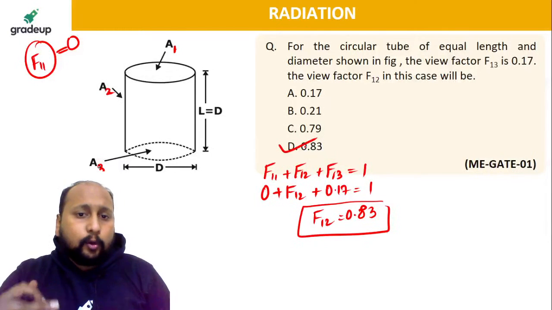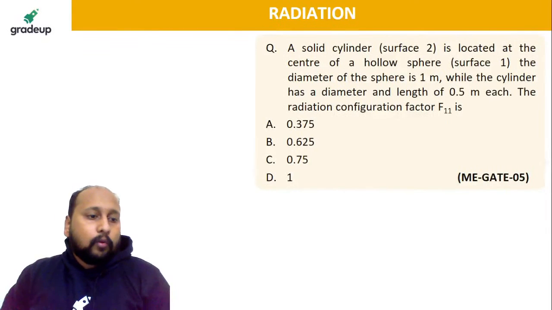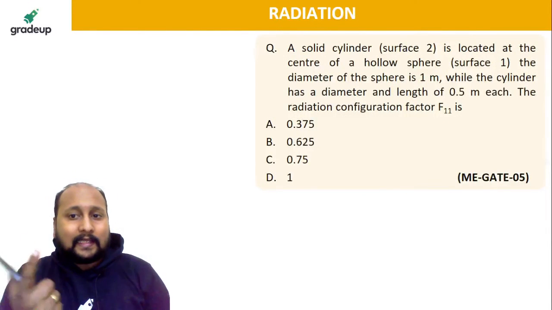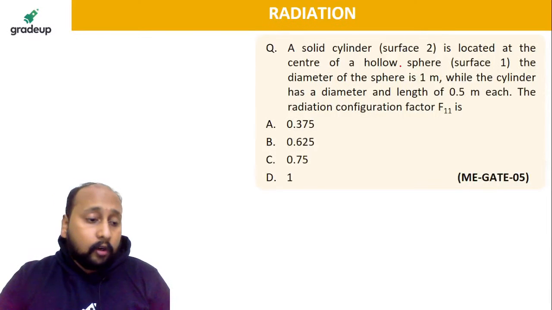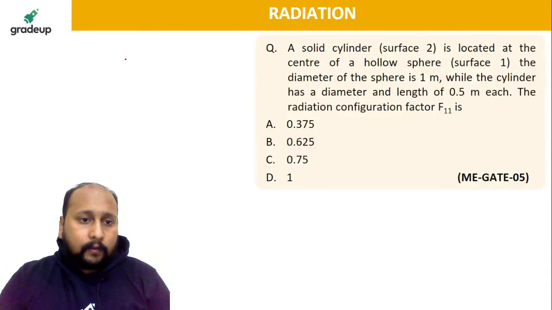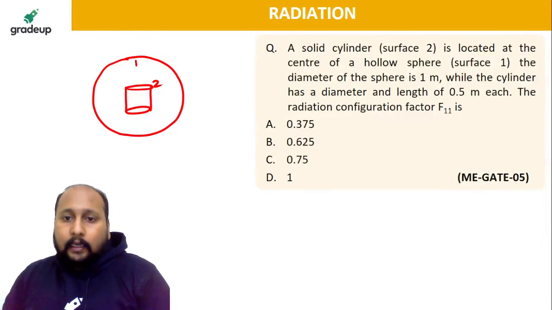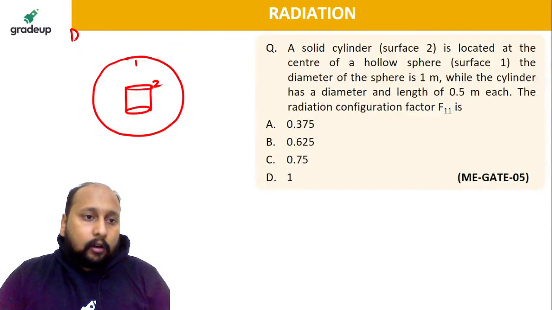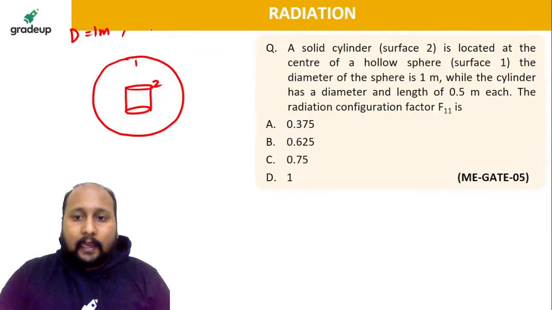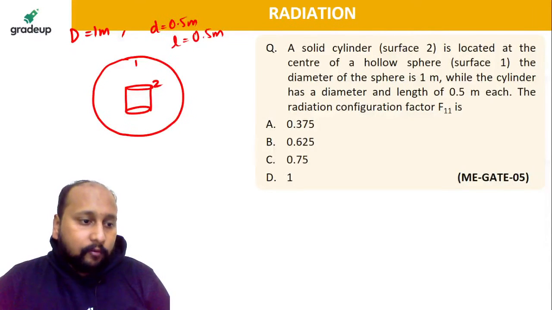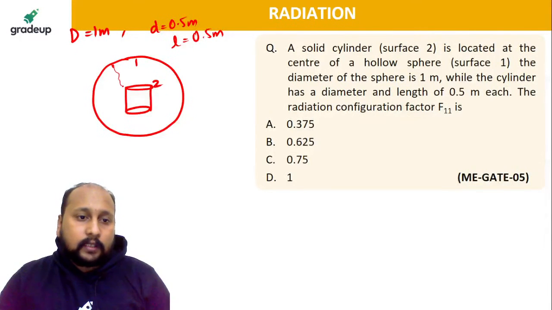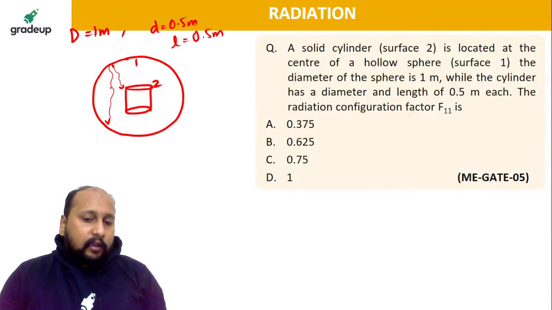Let's try to increase the difficulty level and tell me what will be the answer for this. We have a solid cylinder which I am classifying as surface 2, located at the center of a hollow sphere. This is your surface 1. Let us say the diameter of the sphere is 1 meter, the diameter of the cylinder small d is equal to 0.5 meter and L is equal to 0.5 meter. You have to tell me the shape factor from surface 1 to its own surface, F11. Very easy question.